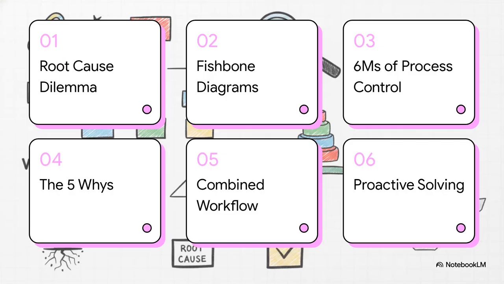Here's our quick roadmap for the explainer today. First, we'll hit the root cause dilemma. Second, going wide with fishbone diagrams. Third, the 6 M's of process control. Fourth, going deep with the 5 whys. Fifth, we'll look at the combined workflow. And finally, proactive problem solving.